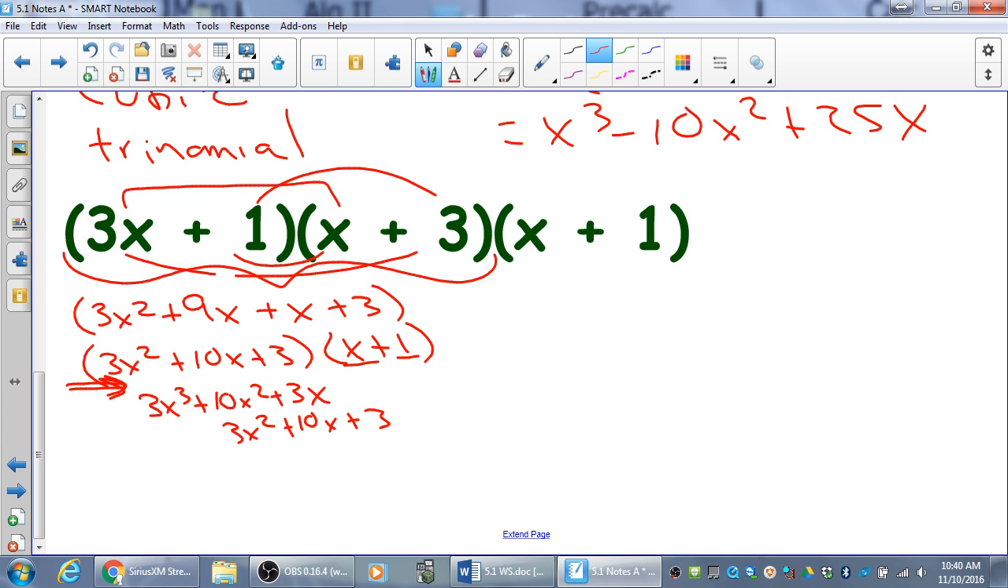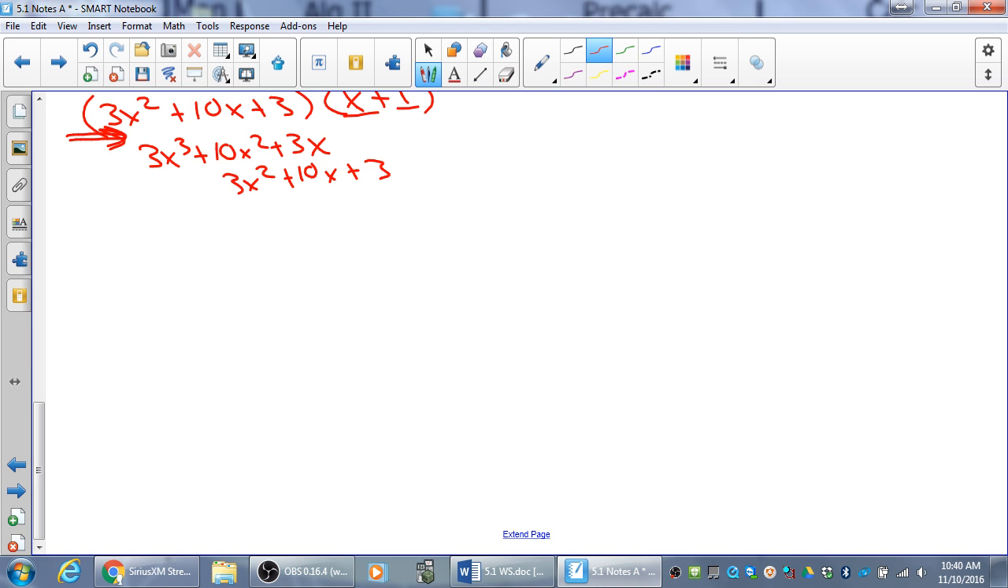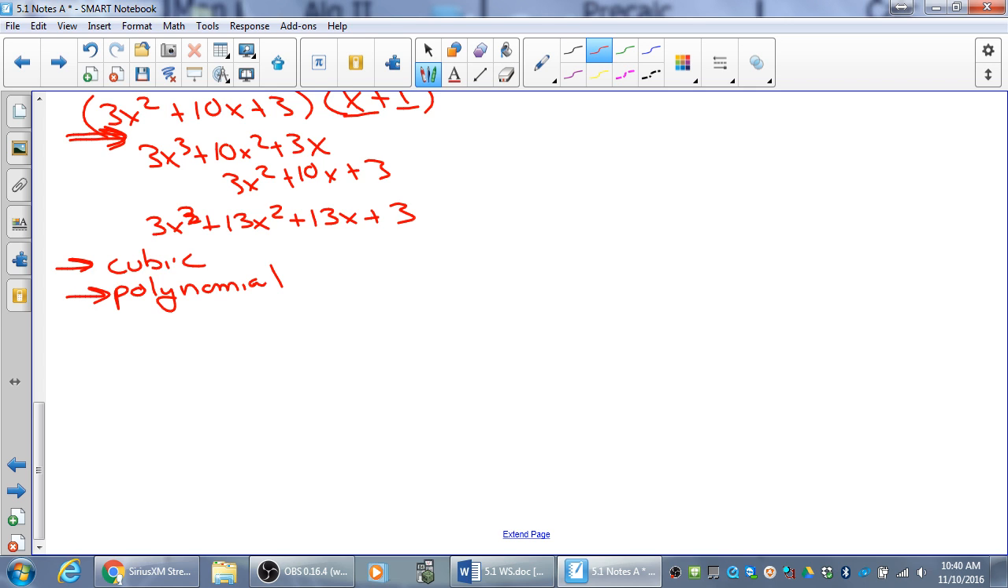And I lined them up. Line the x squareds up, line the x's up. 3x to the third, no, that's to the third. Plus 13x squared plus 13x plus 3. This is a cubic, another cubic polynomial. So that's by the degree, that's by the terms.